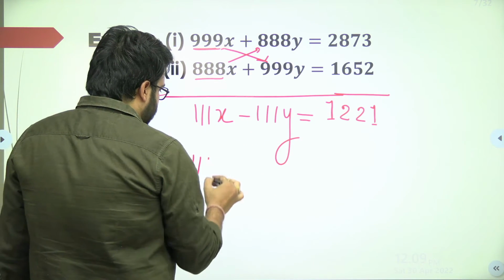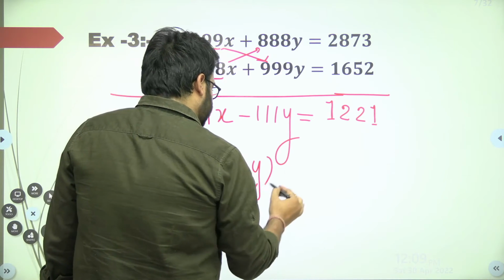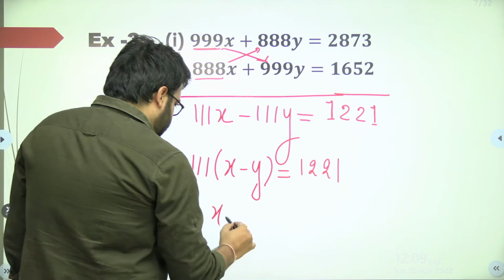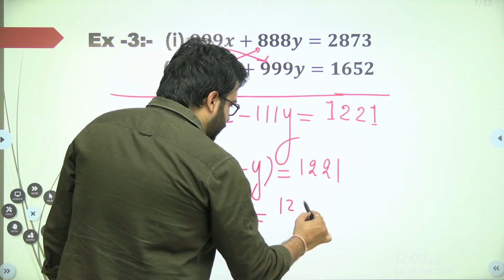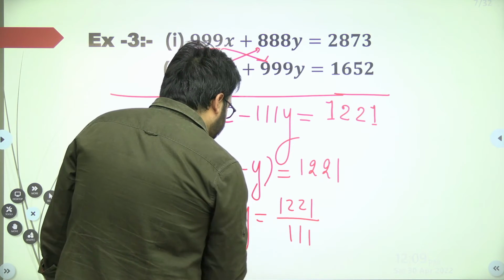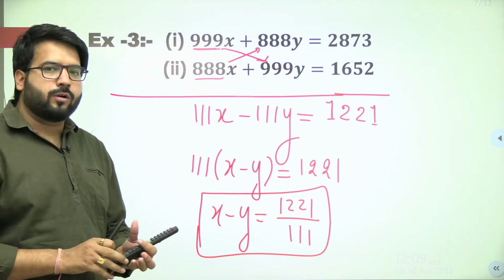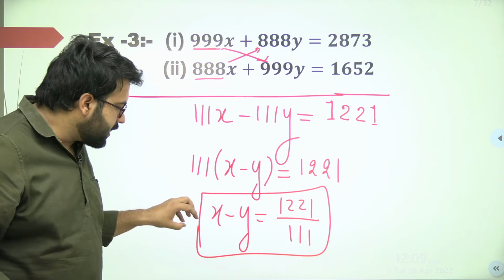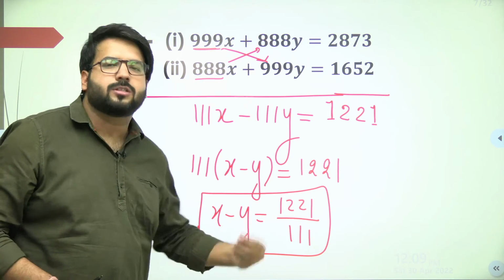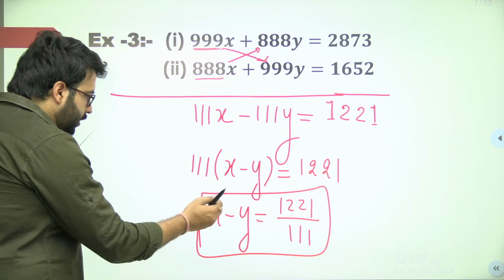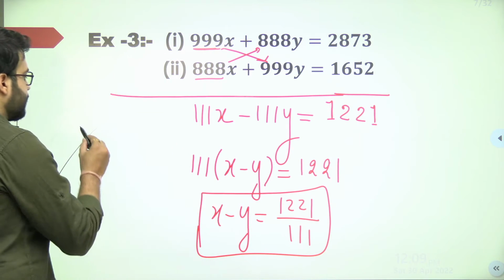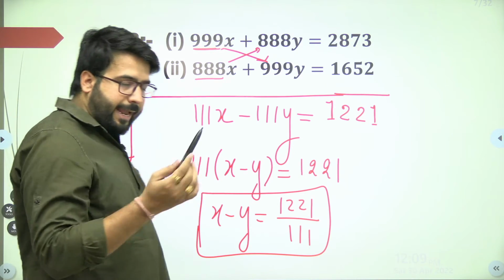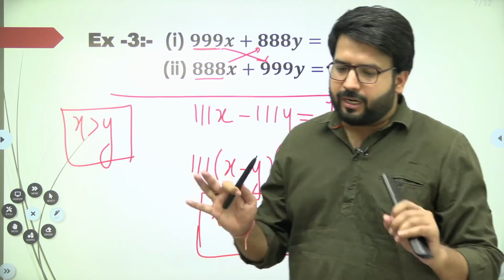You can take 111 as a common term, so x minus y will be remaining, and here the value will be 1221. In the next step you will get x minus y is equal to 1221 upon 111. We didn't need to solve this because we have to focus only on the symbol which is coming on the right hand side. So on subtracting y from x you are getting a positive value, and I told you if on subtracting y from x you are getting a positive value, what is the meaning of this? This means x is greater than y.